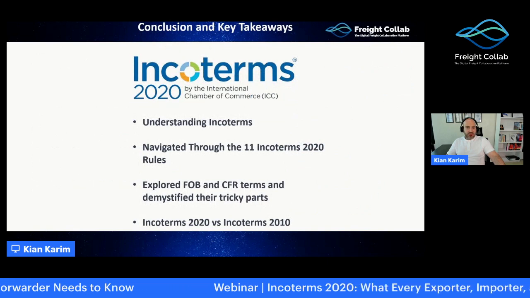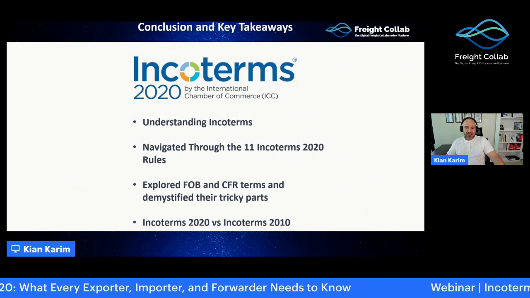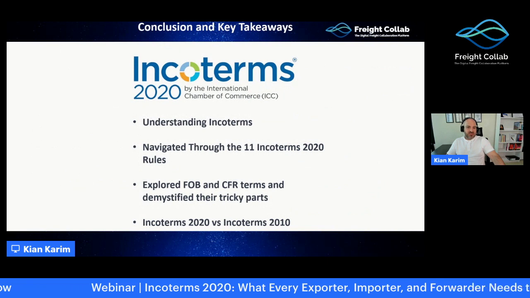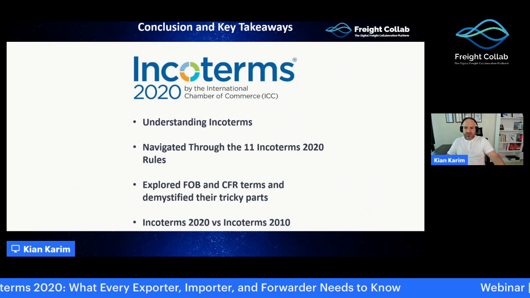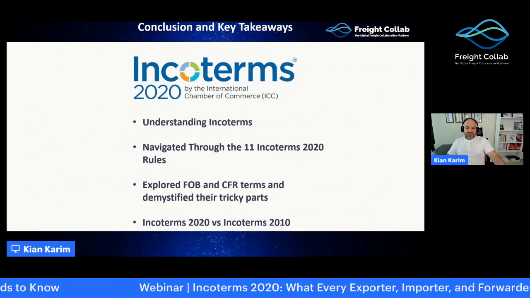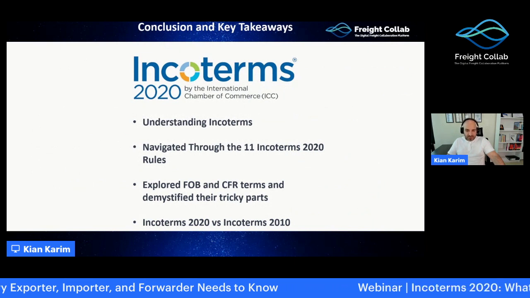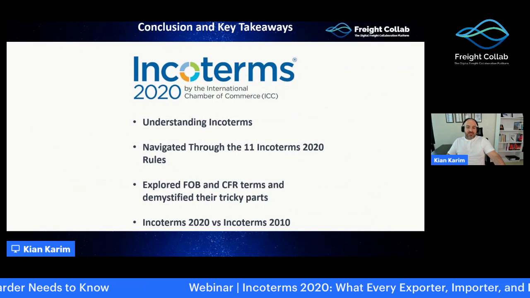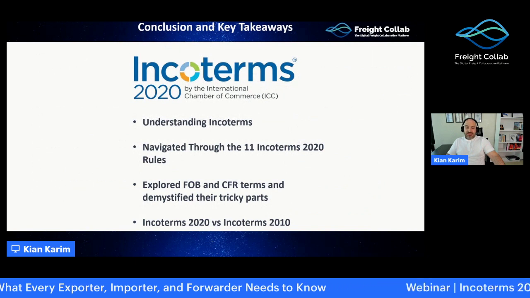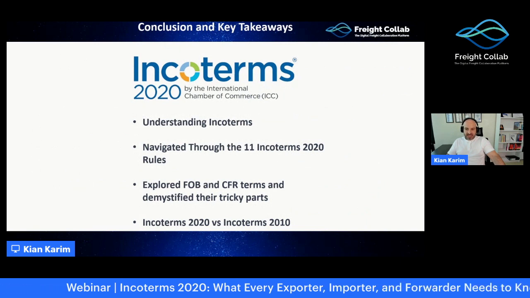In today's webinar, we provided an in-depth explanation of Incoterms 2020, offering clarity and insight for exporters, importers, and forwarders alike. Some of the pivotal takeaways include understanding Incoterms. We delved into the significance of Incoterms and their essential role in international trade, ensuring mutual understanding between buyers and sellers regarding shipping obligations, costs, and risks. We navigated through the 11 Incoterms 2020 rules, explored FOB and CFR, and demystified their tricky parts through some practical examples. We also compared the updates in 2020 with the 2010 Incoterms.